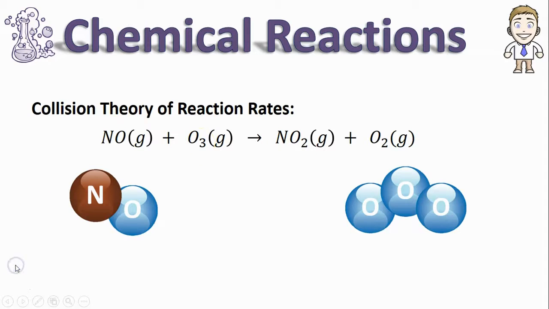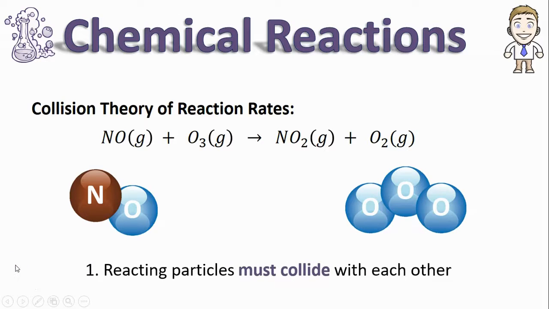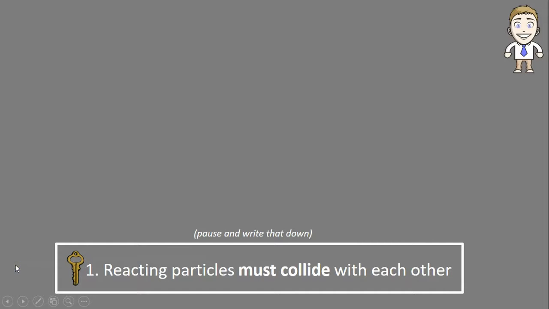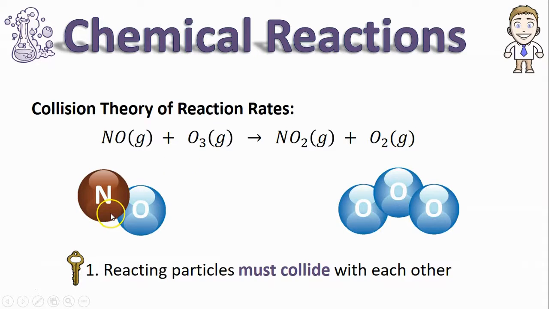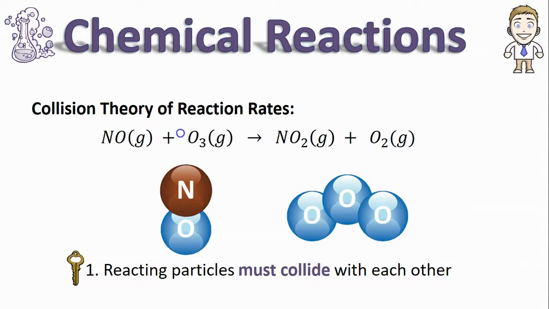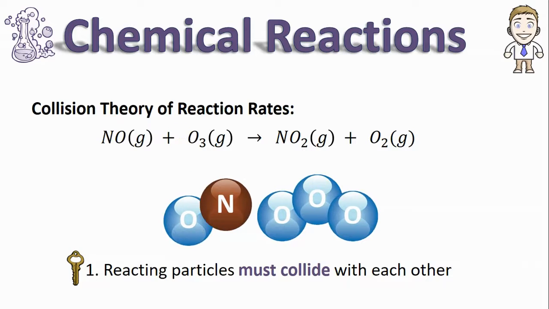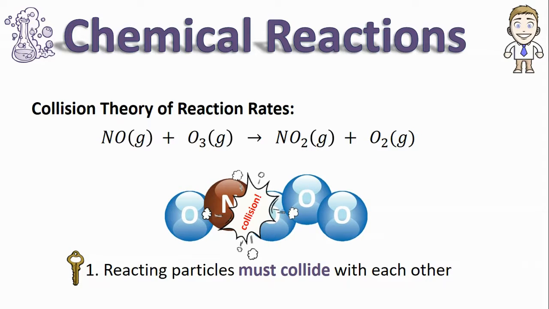So the first part of the theory says that reacting particles must collide with each other in order for the reaction to happen. So my NO and my O3, which are both gases, that means they're going to be moving around a lot. If they move enough, eventually they'll collide with each other. So let's start them moving and see that process happen. Here they go, and eventually they smash into each other and we get our collision.